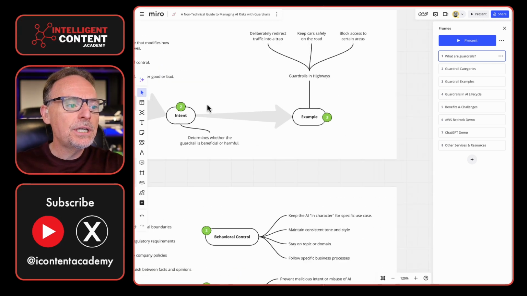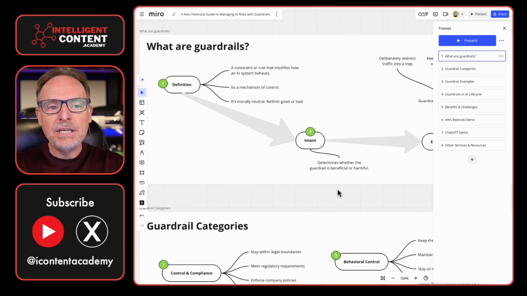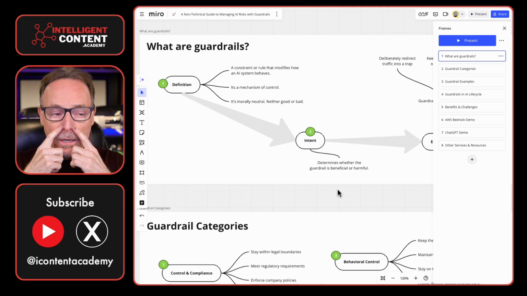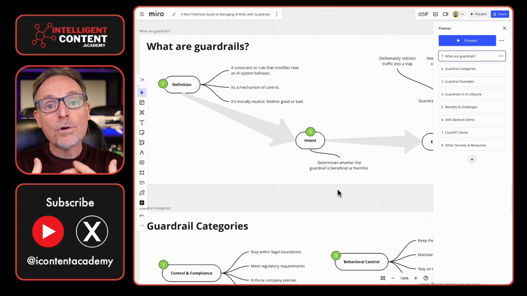Let's start out with what are guardrails? At the end of the day, guardrails are just rules. They're rules or constraints that you put around AI. What I mean by that is that they're just a mechanism to control the AI model. They're morally neutral. So what this means is that a guardrail could be both good and bad. In other words, you can create a guardrail for beneficial purposes or for harmful purposes.